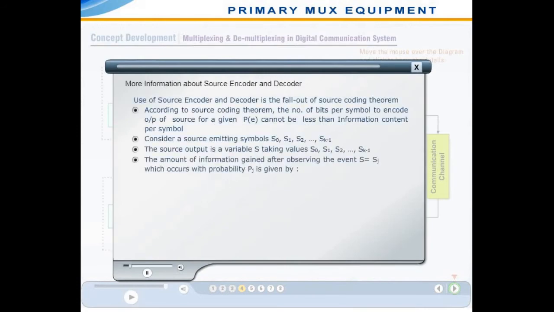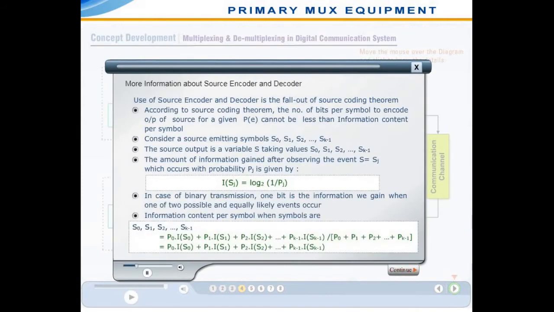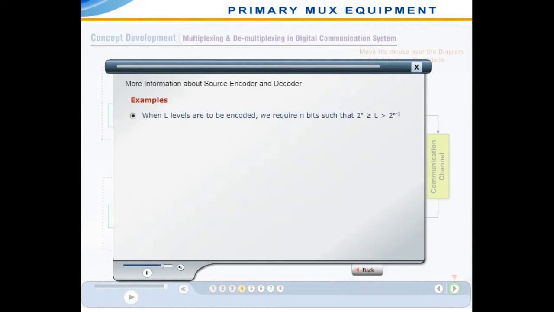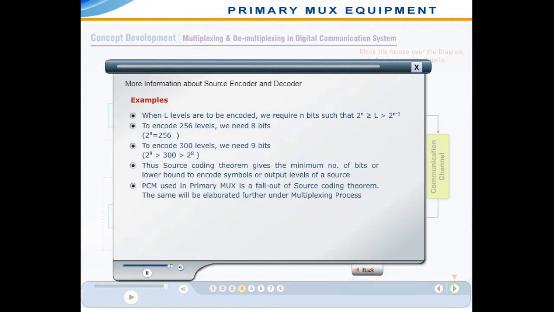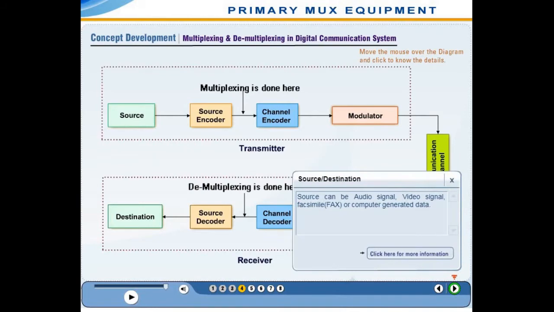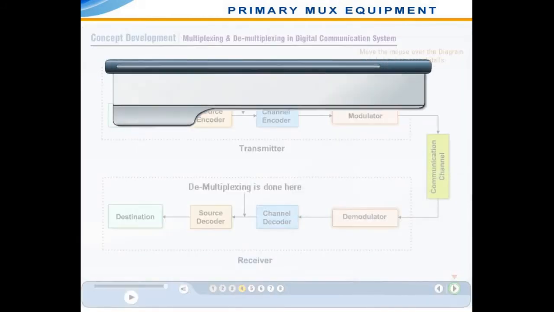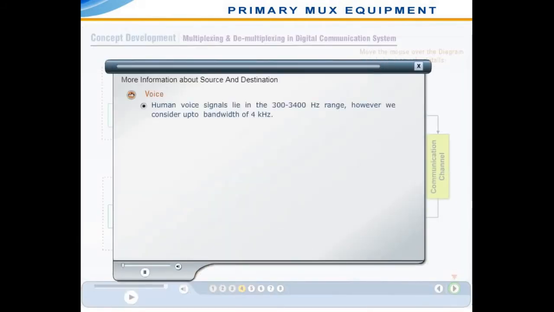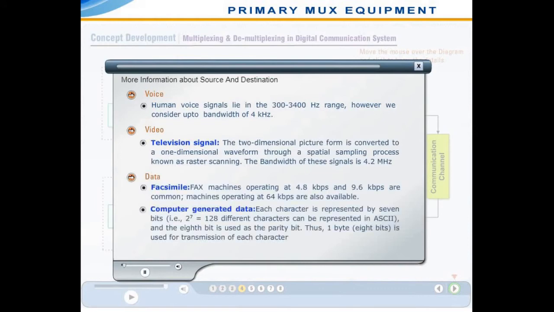More information about source encoder and decoder. Use of source encoder and decoder is a fallout of source coding theorem. Examples are given on the screen. More information about source and destination.